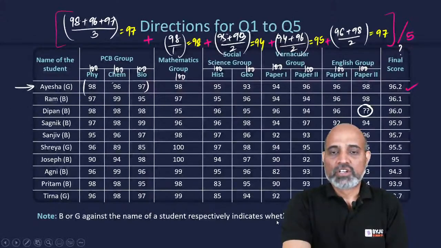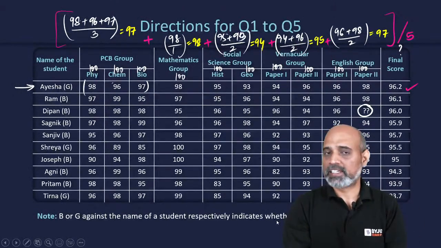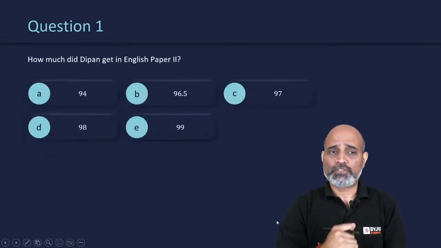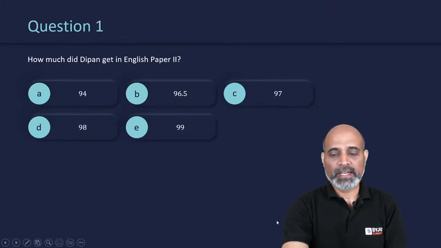Okay. So having understood what this is about, how do we calculate? There is nothing else to understand. We can straight away move over to the question. So the first question is, how much did Deepan get in English paper 2? So वो question mark है कितना, right?